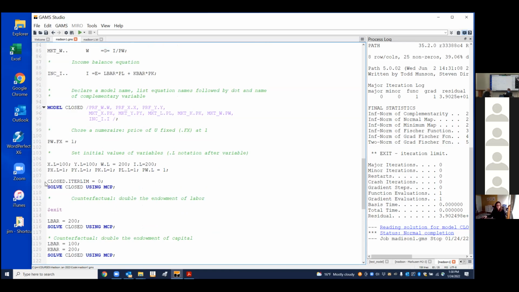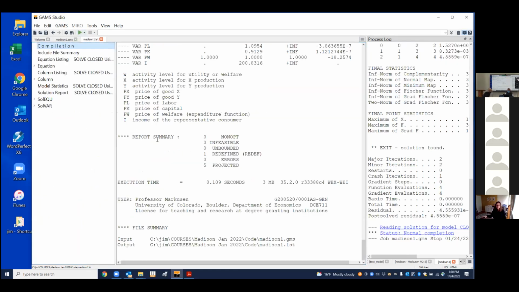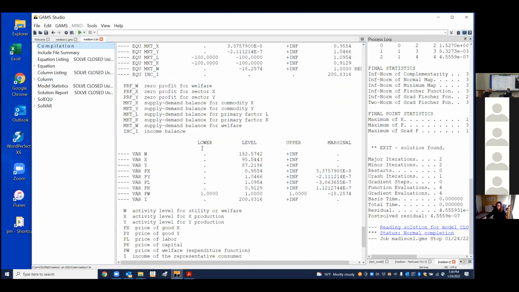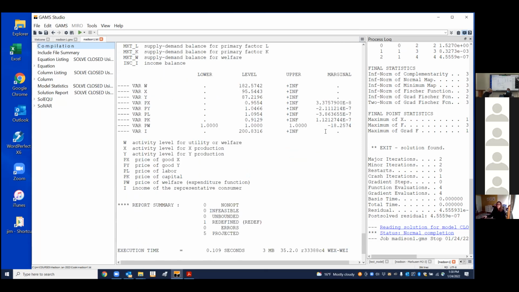Now, if I run the model, I'm going to take out my iterlim equals 0 and run the model. Okay. It's going to give me a solution, but it's invalid. It's nonsense because there's this marginal here on PW that should be 0. 0 is something to the -7th or -8th. If it's something like that, those -7, -8 are just rounding errors in the solver.